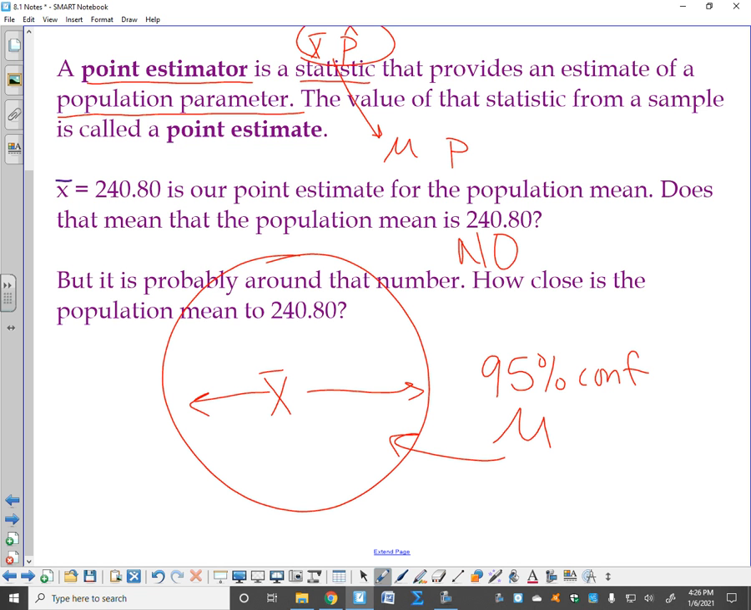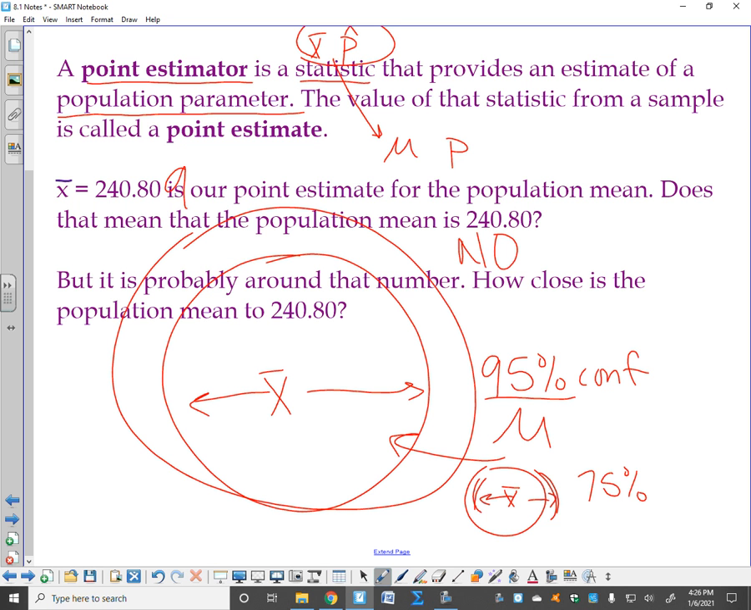Now, if I make a smaller dartboard, and there's X bar, I'm not going to be 95% confident. I'm less confident with a smaller dartboard, a smaller interval for X bar to capture the actual mu. So maybe I'm 75% confident. If this dartboard were even bigger than this, then maybe I could be 99% confident that the dartboard captures the actual mu.